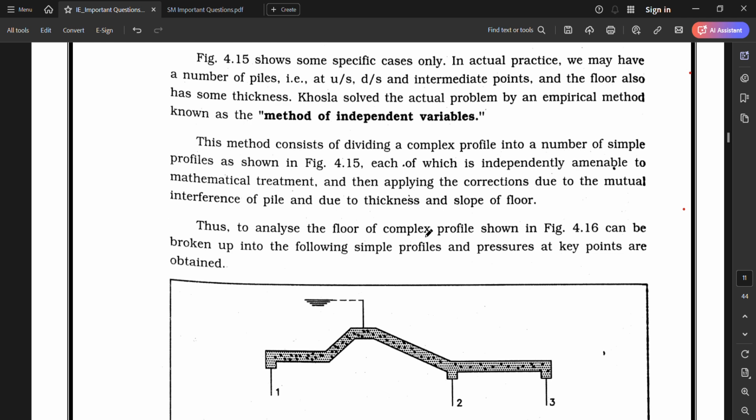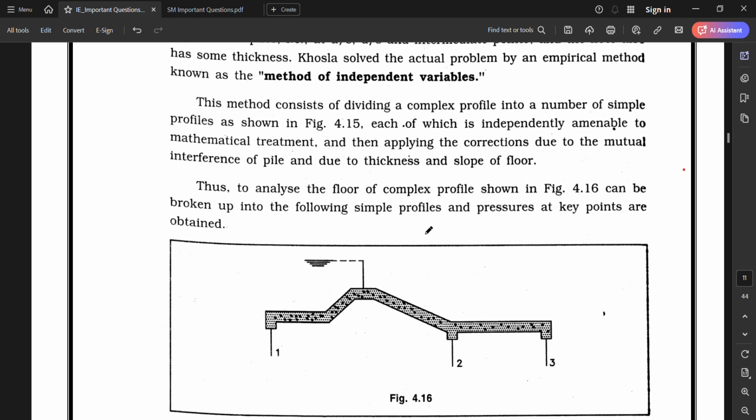This figure shows some specific case only. In actual practice, we may have a number of piles at upstream side or downstream side, and intermediate points, and the floor also has some thickness. Khosla solved this actual problem by empirical methods known as the method of independent variable.